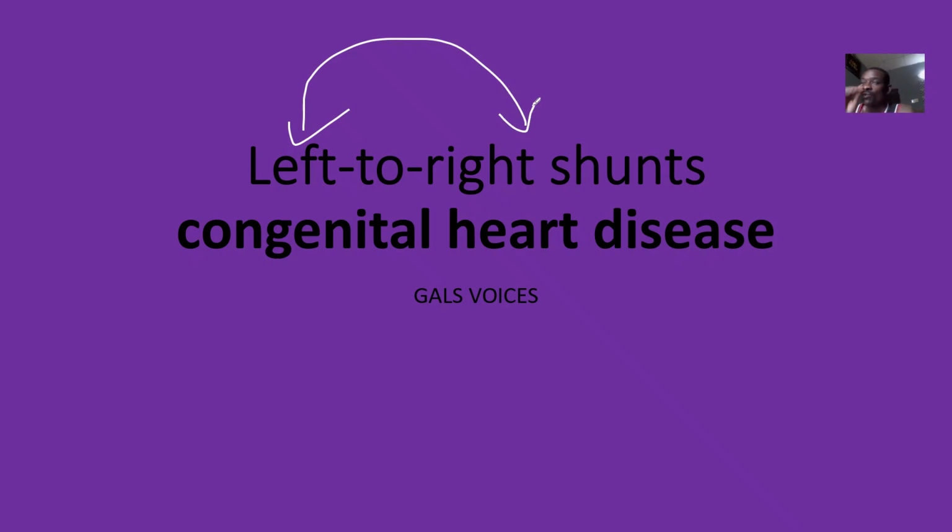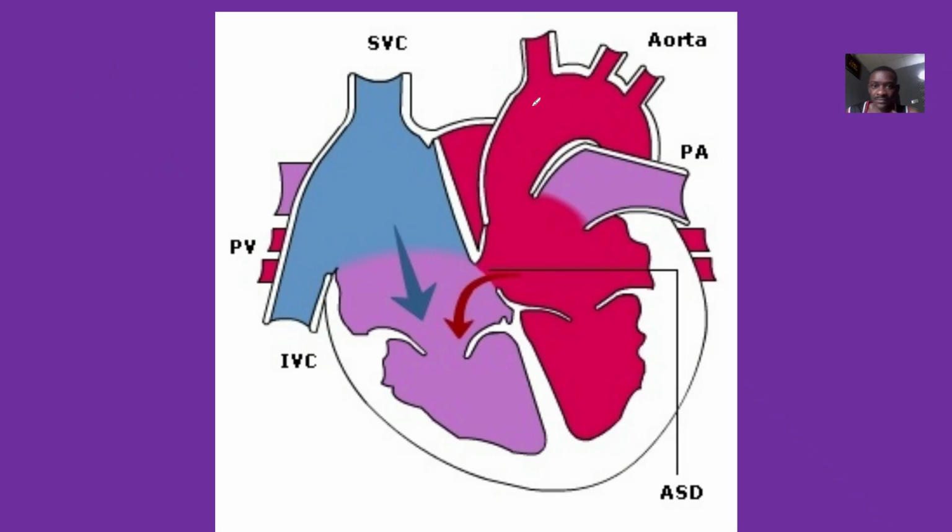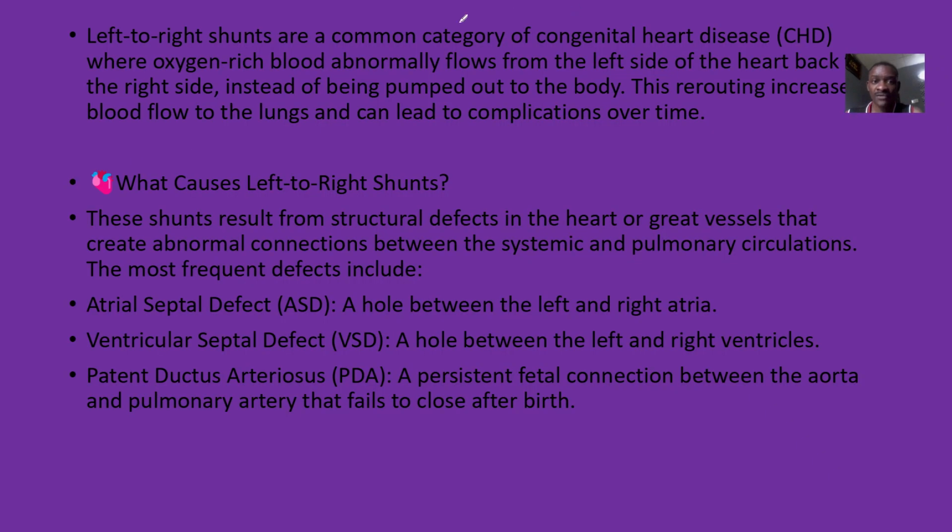Alright? So we're not saying this is a disease condition in itself. We're just saying it's a way of classifying these disease conditions. So what type of heart disease conditions could make blood move from left to right? Let's look at them. What we have here is a common category of congenital heart diseases. This is where oxygen-rich blood abnormally flows from the left side of the heart back to the right side of the heart.